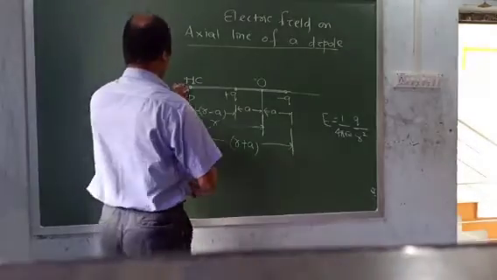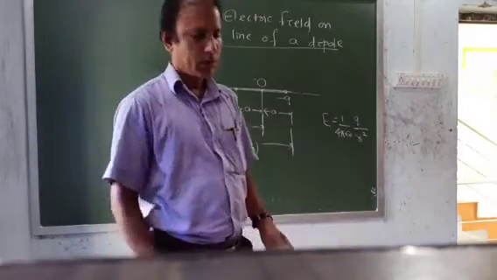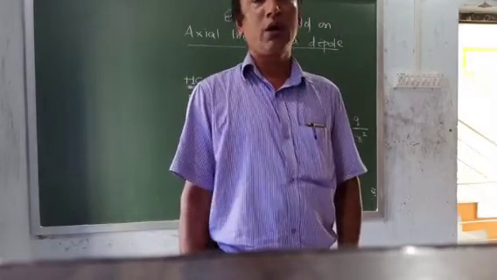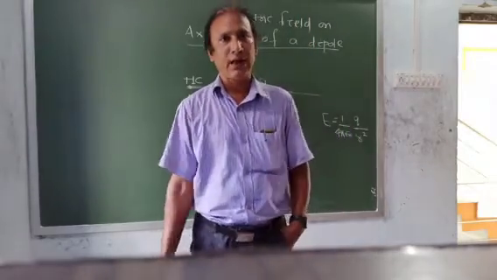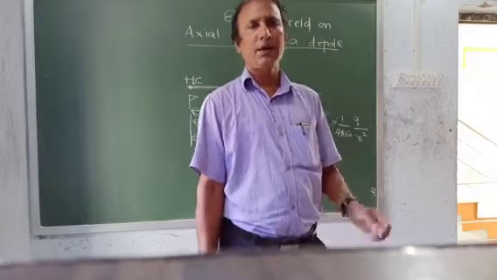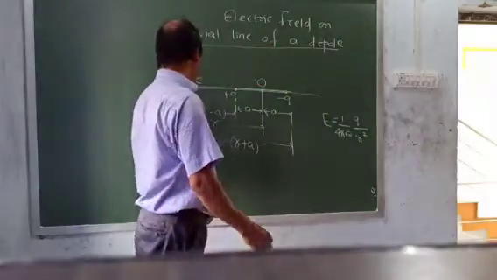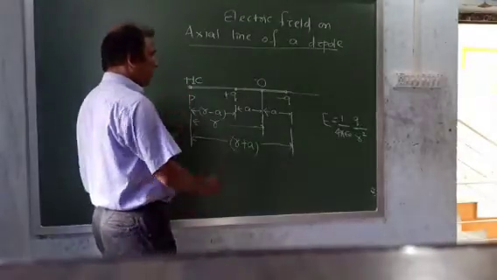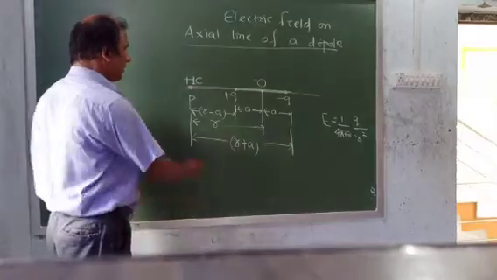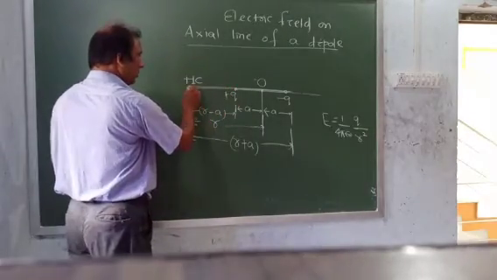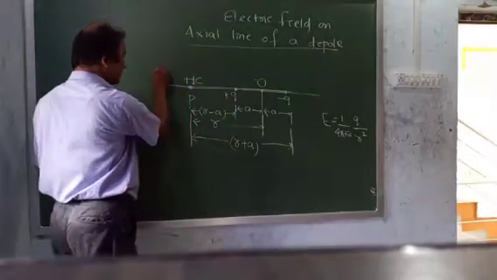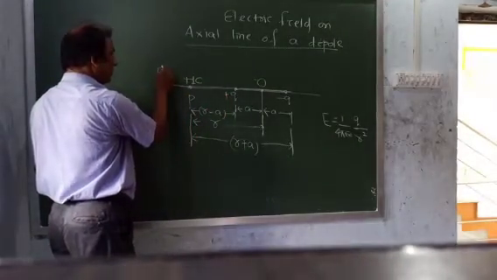According to the concept of electric field, whenever we want to find the electric field at any point due to a charge, what shall we do first? We have to take a unit positive charge and place it there. Then we see in which direction this unit positive charge will move. Due to this charge, it will move in this direction due to repulsion because the polarities are the same. Hence this is the electric field direction due to the plus q.